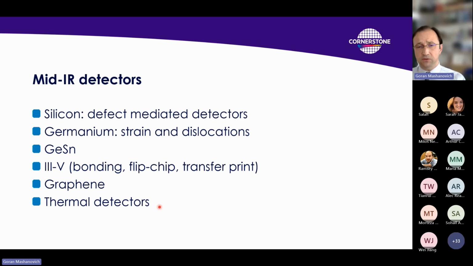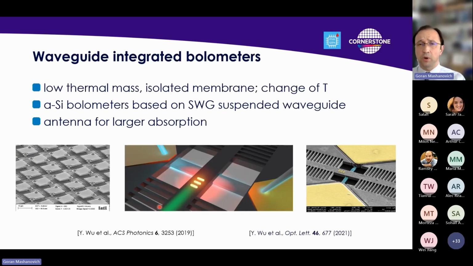And finally, thermal detectors like bolometers. So I'll just show one slide on that. This is our approach. So what is a bolometer? Basically, it's a membrane made of amorphous silicon or vanadium oxide, which is thermally isolated. And then when the light is incident, so this is normal incidence, it heats the membrane, and that changes the resistance of the membrane, which we can measure. So the material should have a large coefficient of resistance. But this is normal incidence.